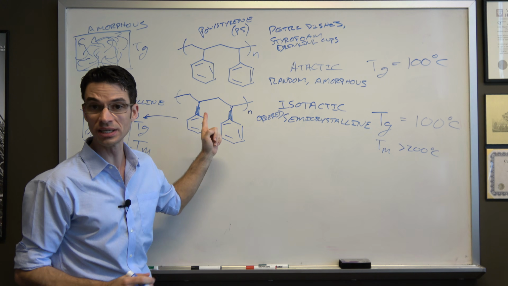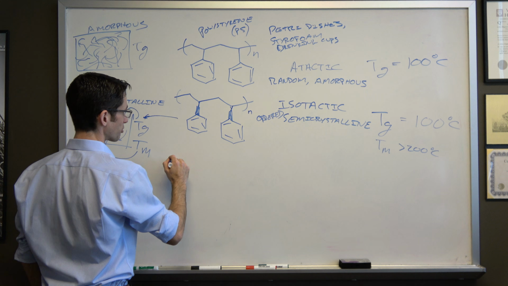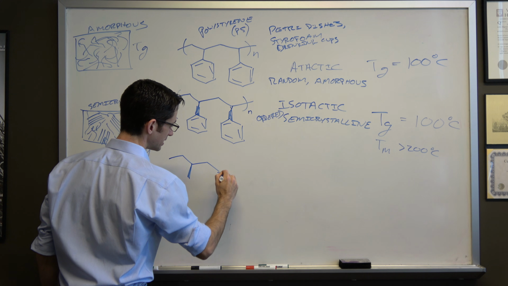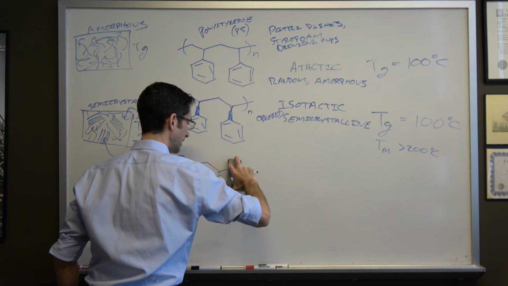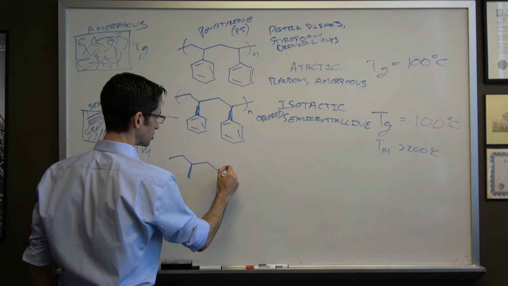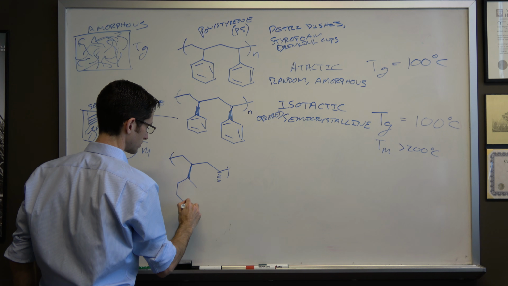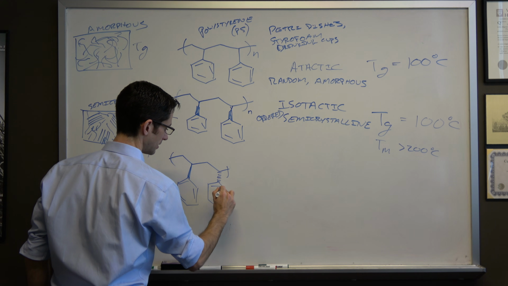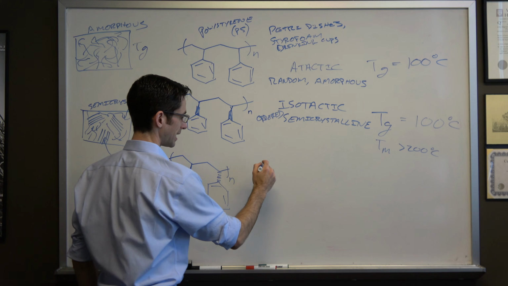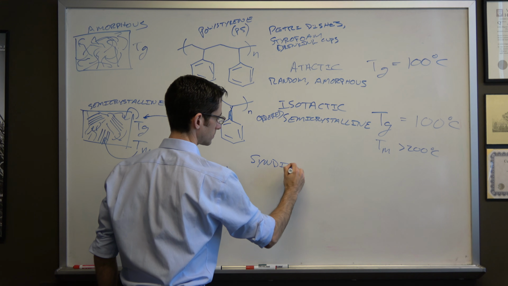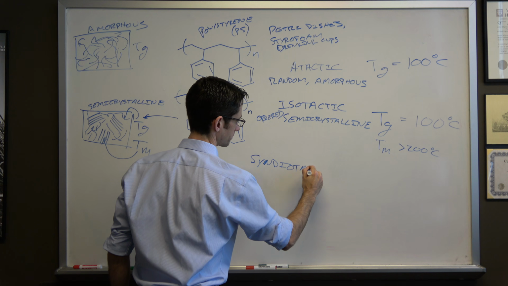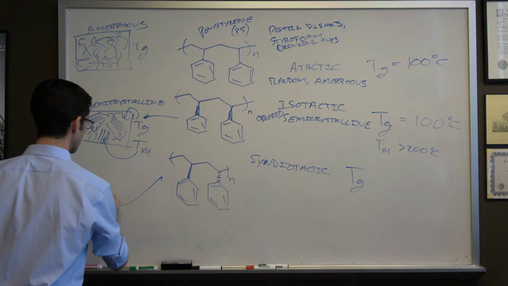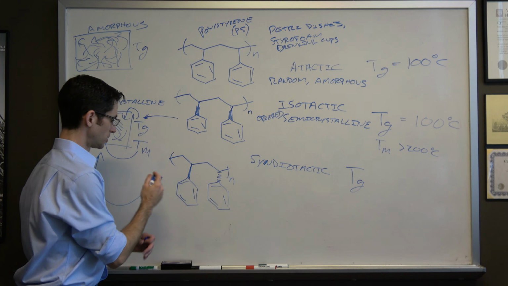Now, of course, this isn't the only way to get an ordered structure. There's a third way, and that is called syndiotactic, where they're not all pointing the same direction, but rather they're pointing in exactly opposite directions. And this is called syndiotactic. And it also has a Tg. It also follows this type of microstructure because there's some regularity here.